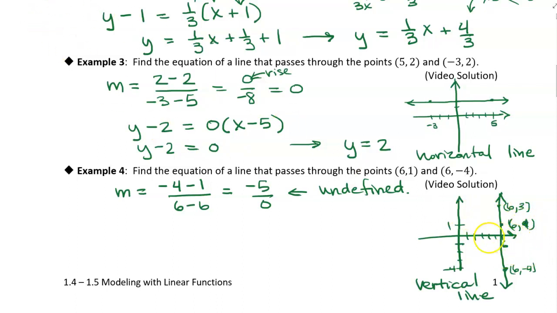So we could choose any point on the line, and the x value is always 6, no matter what. y can be anything, right? This is our x-axis, and this is our y-axis. y can be anything, but x is always 6 on this line. So the equation for the line is x equals 6.